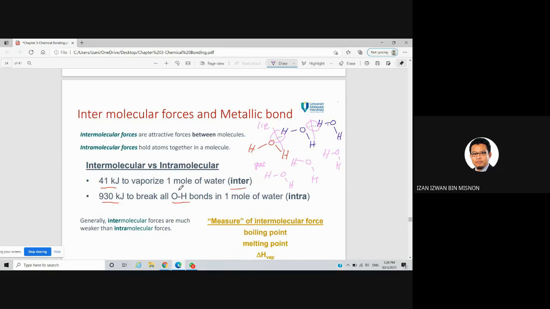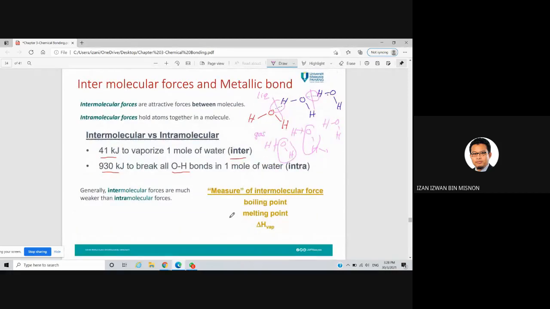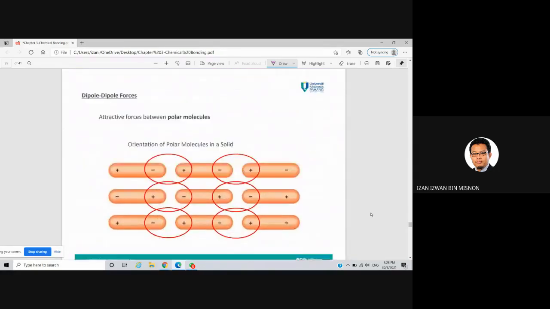However, to break all OH bonds, meaning that if we want to break the intramolecular bonding, it requires a higher energy. Okay, so that's the difference between inter and intramolecular forces. So how do we measure the output from these forces? We can see it from the boiling point, melting point, and also delta H of vaporization. Okay, that's the first force.